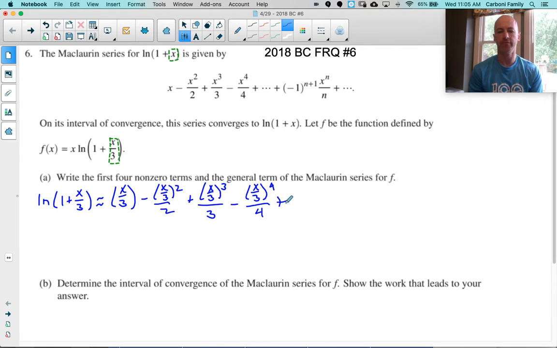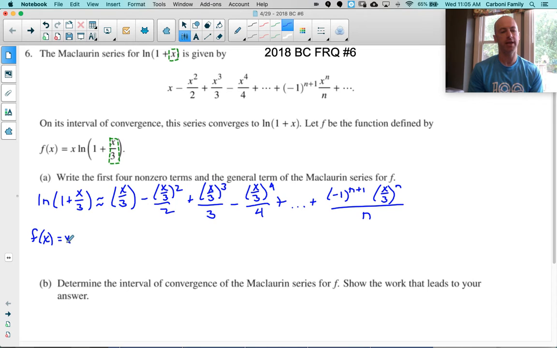There. And then for the general term, same thing. Negative 1 to the n plus 1, x over 3 to the n, all over n. And I'm debating cleaning that up. I'm not yet.